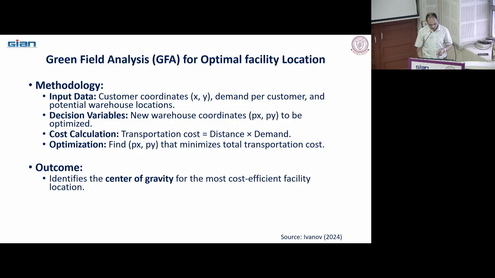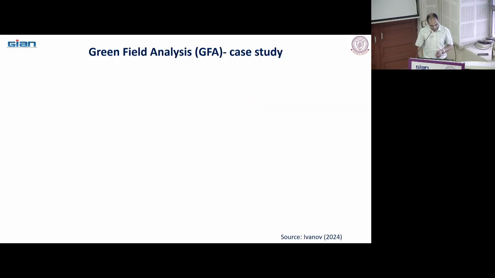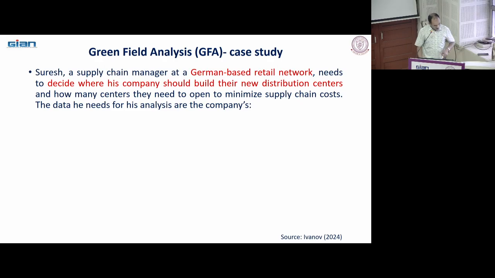That is the center of gravity method for the most cost efficient facility location, and it uses gravity models to minimize the inbound cost. Inbound cost means which cost? Supplier to DC, supplier to factory, and outbound means DC to your customer base. So this is our case study.